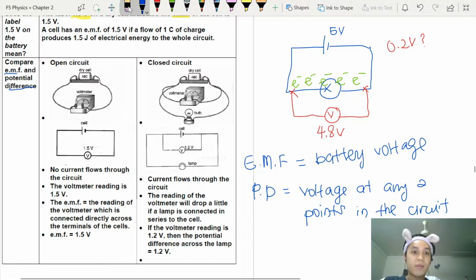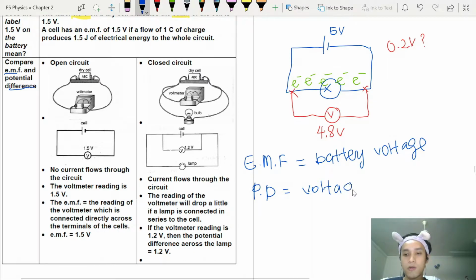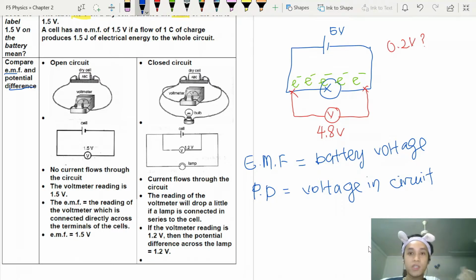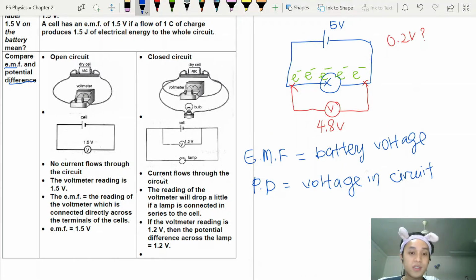Whereas for EMF, to put it in a simpler way, it is the voltage in the circuit. So that is the difference between these two things. I can't believe I spent so much time explaining just EMF and potential difference, but I just want you to really understand. So that will be the difference between EMF and potential difference.